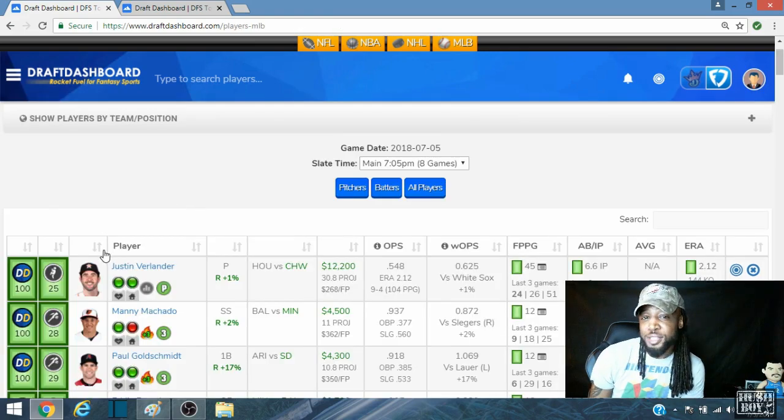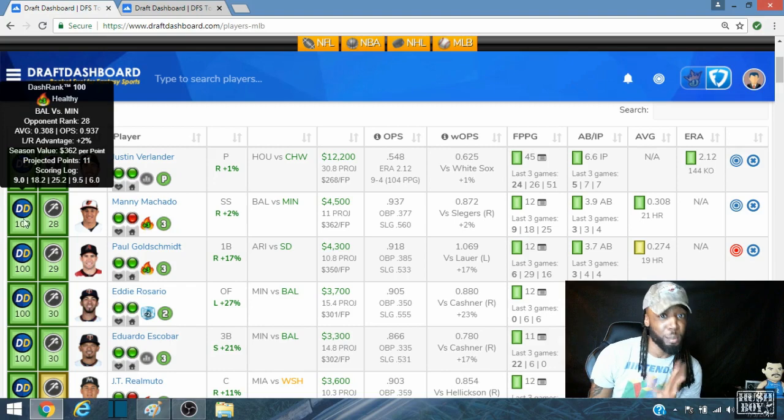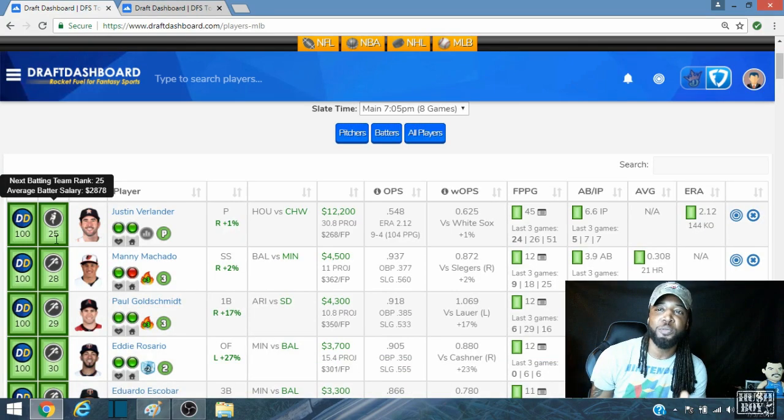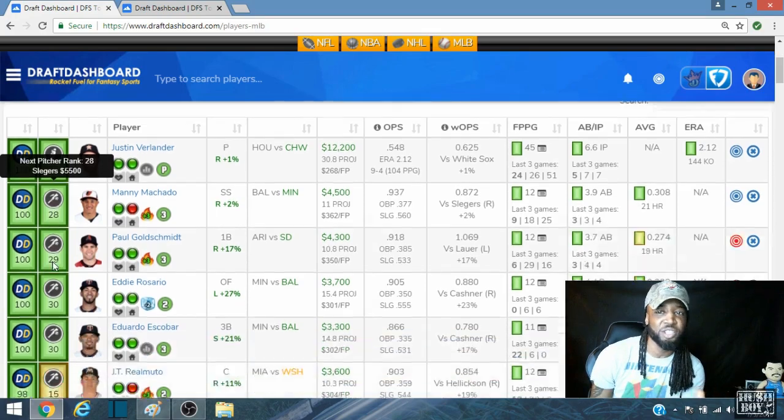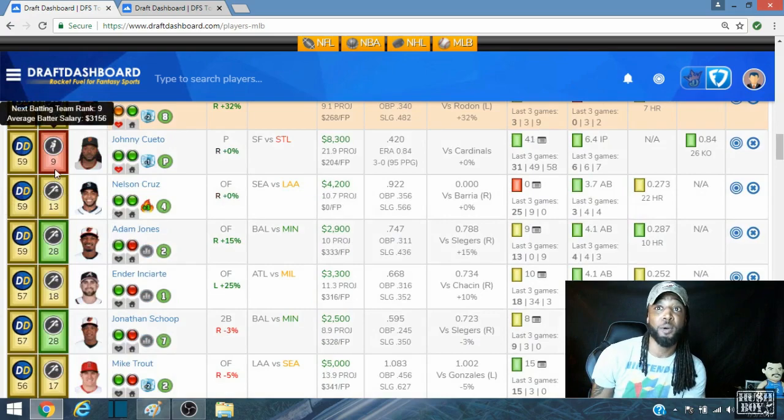You can see all the top players for the day based on that dash rank we were talking about earlier, the most important number. This right here shows you how good their opponent is. Green means their opponent is sorry. Yellow means they alright. Red means their opponent is real good.